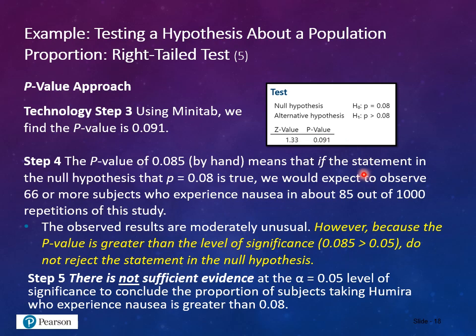So even though we had what looked like a statistically high probability of 0.08, that's 8%, that's not so low, right? That's between the 5 and the 10. So there was some evidence to reject the null, but because there's that caveat that if the p-value is greater than alpha or the level of significance, we do not reject the statement in the null hypothesis.